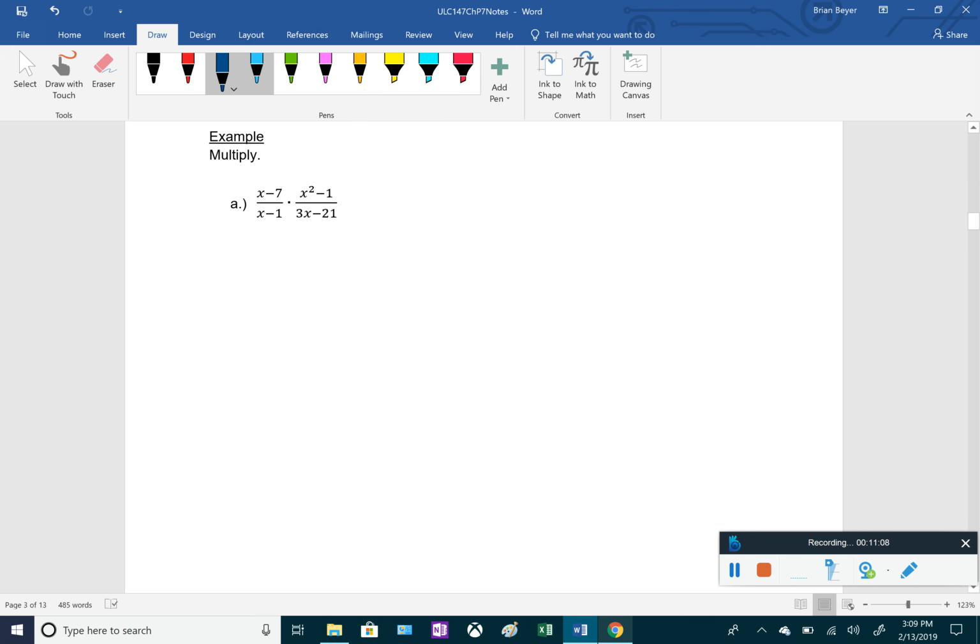Okay, first one, multiply (x minus 7)/(x minus 1) times (x squared minus 1)/(3x minus 21). So first step is factor all the numerators and all the denominators. x minus 7 is already factored. x minus 1 is already factored. x squared minus 1, we can factor as (x plus 1)(x minus 1). 3x minus 21, GCF of 3, that's 3 times (x minus 7).